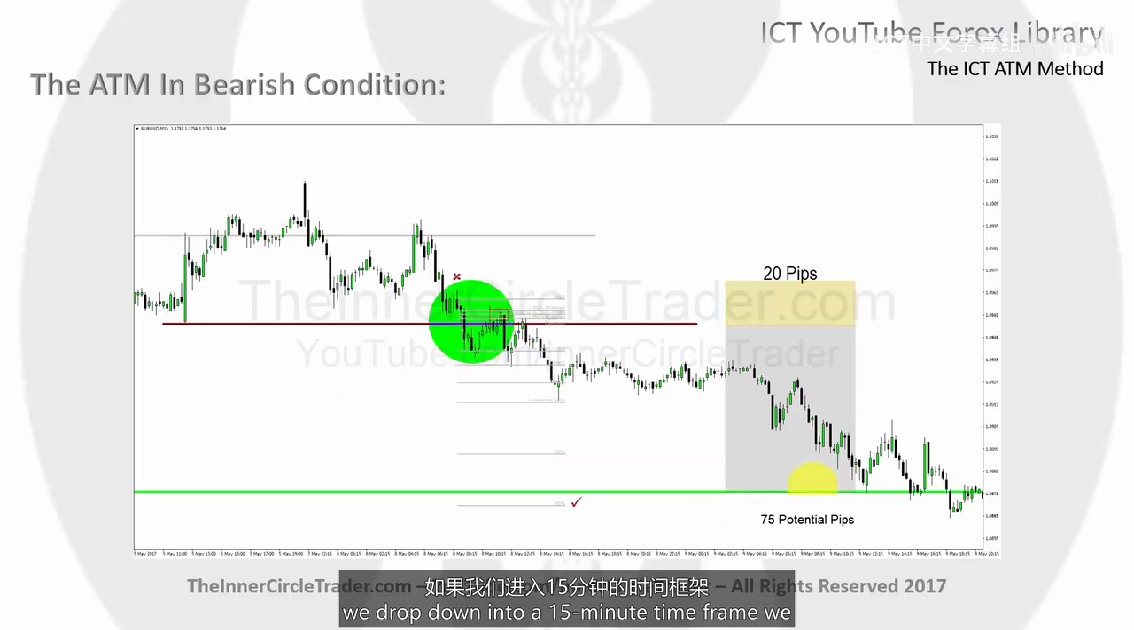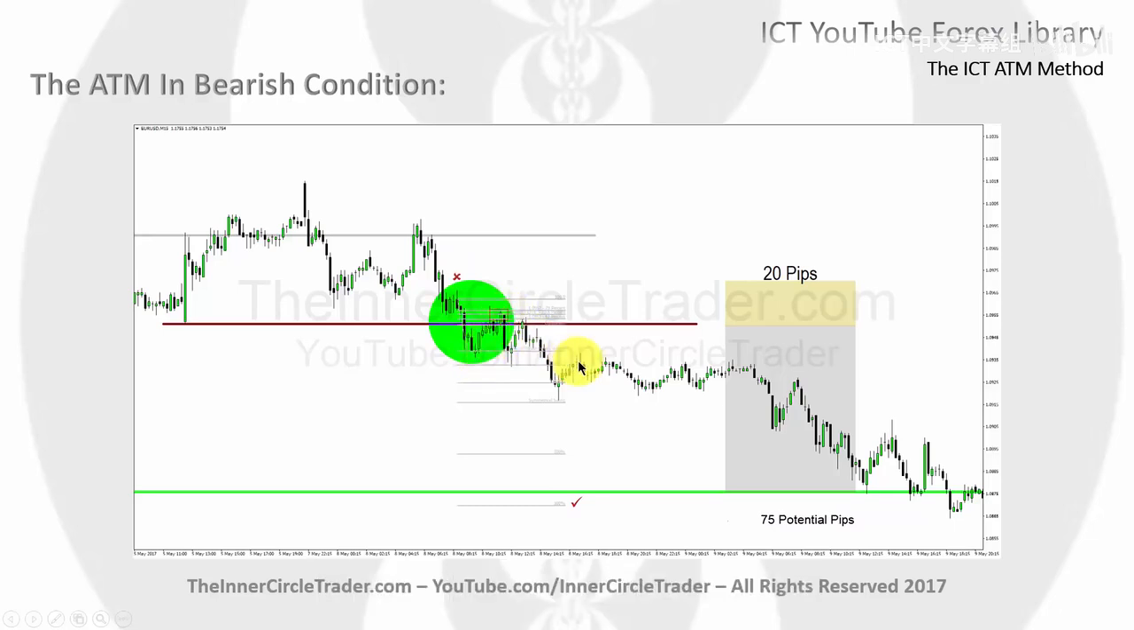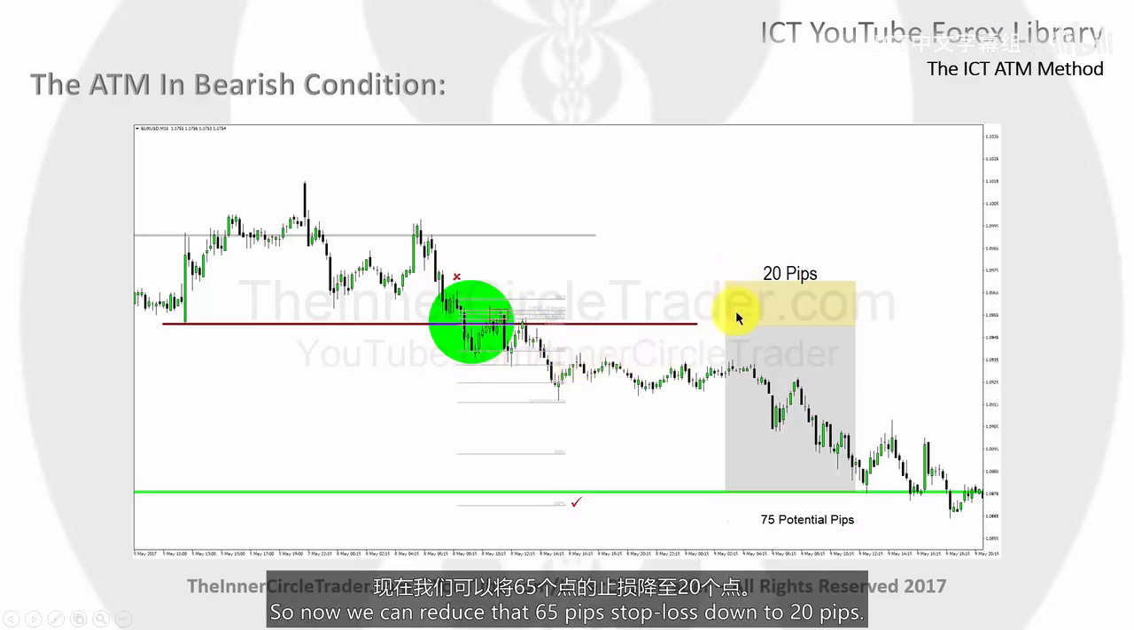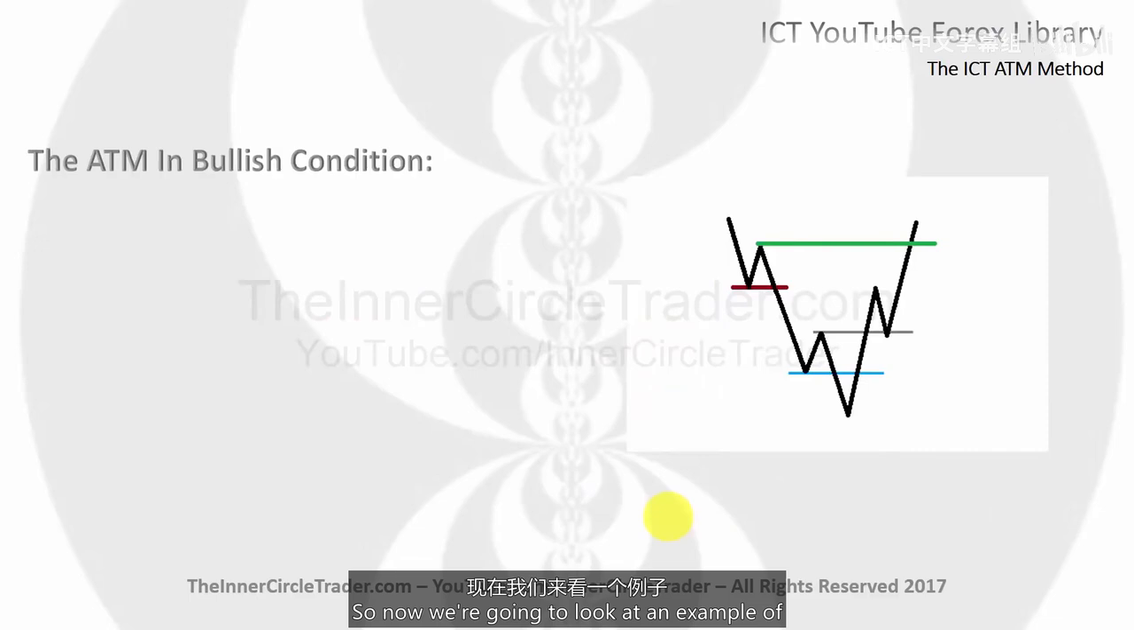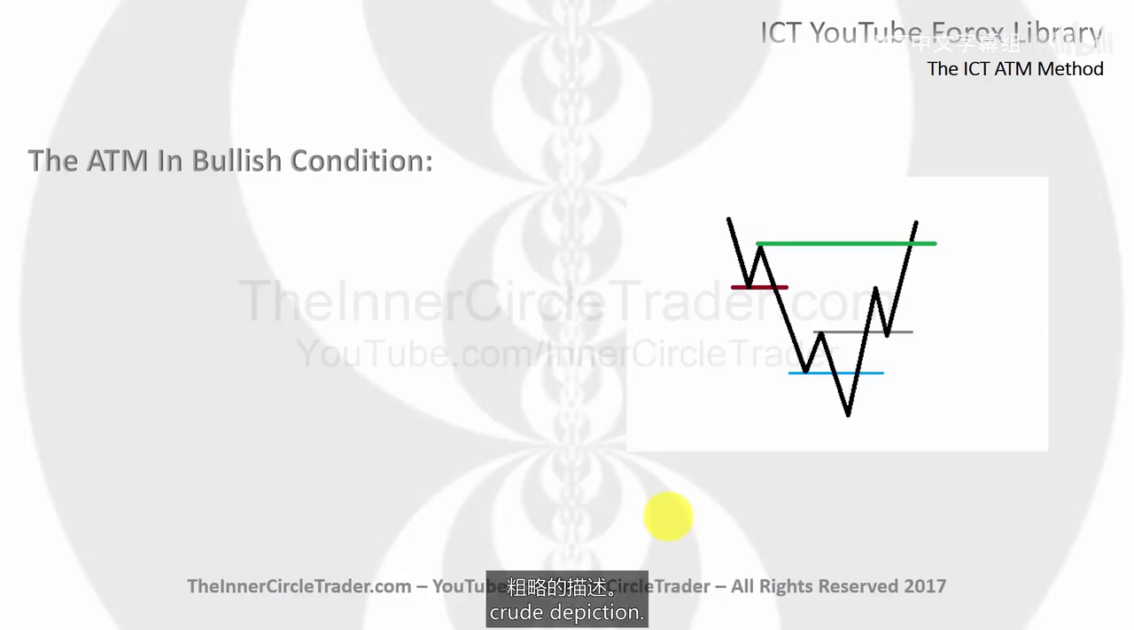If we drop down into a 15-minute time frame, we can take that same insight in here and zero in and use our trusty optimal trade entry pattern to reduce some of the risk. So now we can reduce that 65 pip stop loss down to 20 pips. Notice also that we have a Fibonacci extension of 300%, which takes us right below that low where our sell stop target would be. So now we're going to take a look at an example of the bullish condition of an OTE. Again, look at the scenario here in this crude depiction.